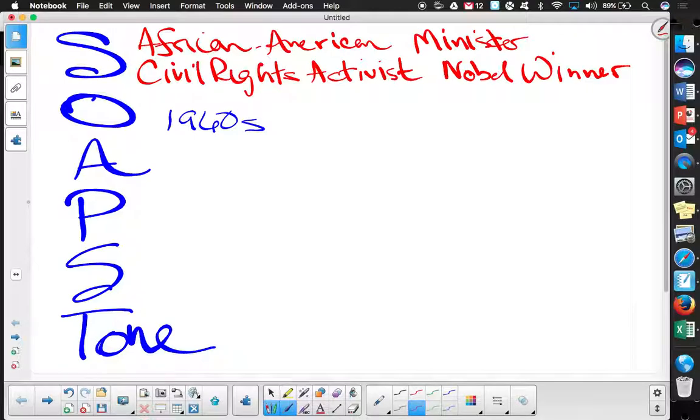So what would be some occasion details that we could put in beyond simply saying 1960s? A rally in downtown DC. Okay, so we're in Washington, D.C.